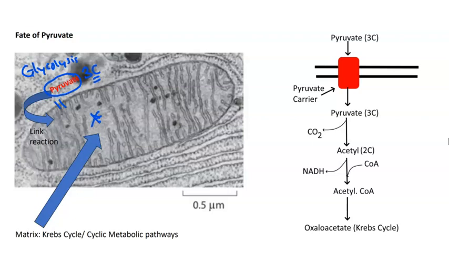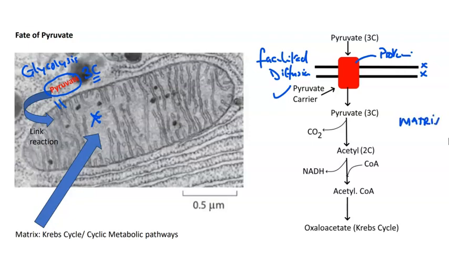In order to traverse the double membrane shown here, it's necessary for there to be membrane carriers, and this is a form of facilitated diffusion, and the carrier molecule, which of course is a protein embedded in the membrane, is actually known as the pyruvate carrier. So the pyruvate is able to cross into this area here, so this would be the matrix of the mitochondria, this zone here.